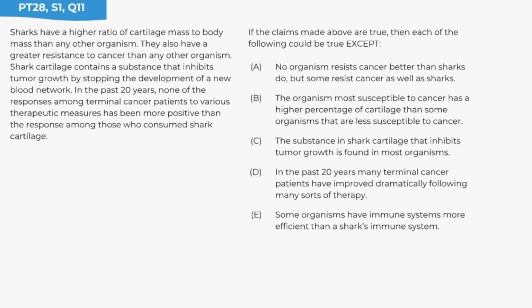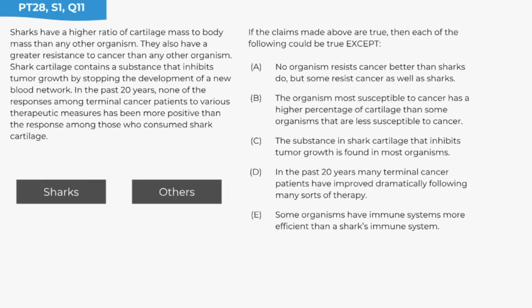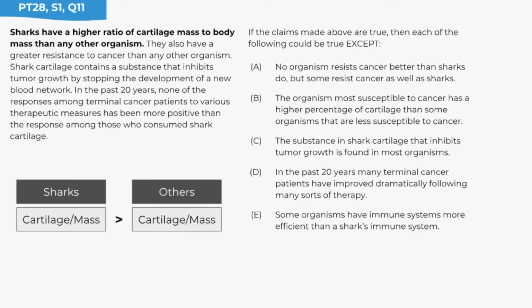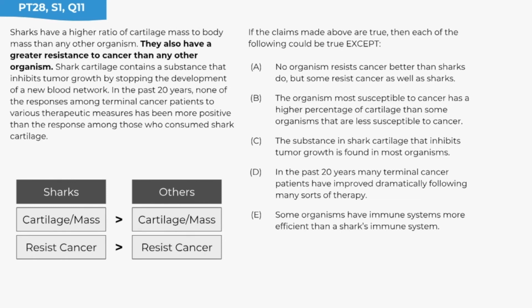All right, welcome back. So now this question is giving us a lot of information about sharks, and it's comparing sharks with other organisms. And so what we want to do is track those comparisons that are being made. So the first statement says that sharks have a higher ratio of cartilage mass to body mass than any other organism. So with regard to the ratio of cartilage mass to body mass, sharks have a higher ratio than any other organism. So now the second statement says that sharks also have a greater resistance to cancer than any other organism. So with regard to their ability to resist cancer, sharks have a greater ability than other organisms.